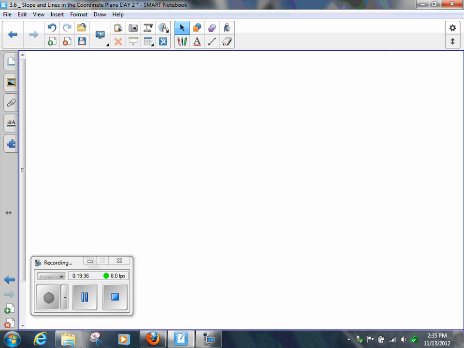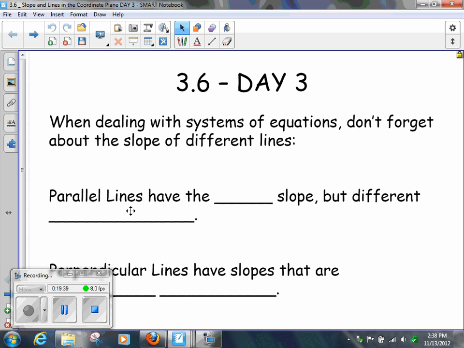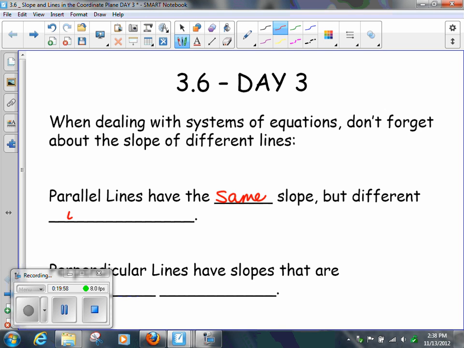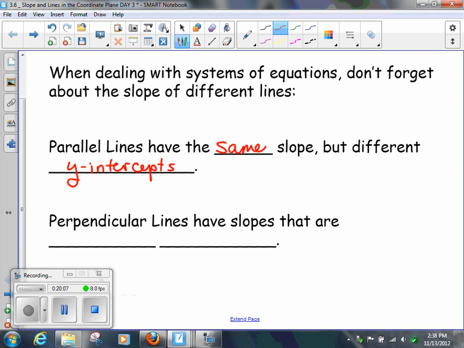We're going to continue. All right, here we go. When dealing with systems of equations, can't forget about the slope of different lines, folks. Parallel lines have the same slope but different y-intercepts. Good. Perpendicular lines, we've talked about this before. Perpendicular lines have slopes that are negative opposite reciprocals. Let's put opposite reciprocals.